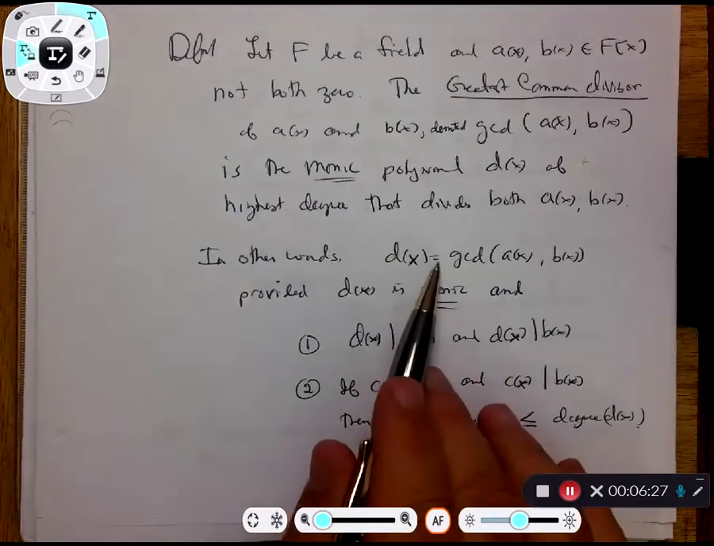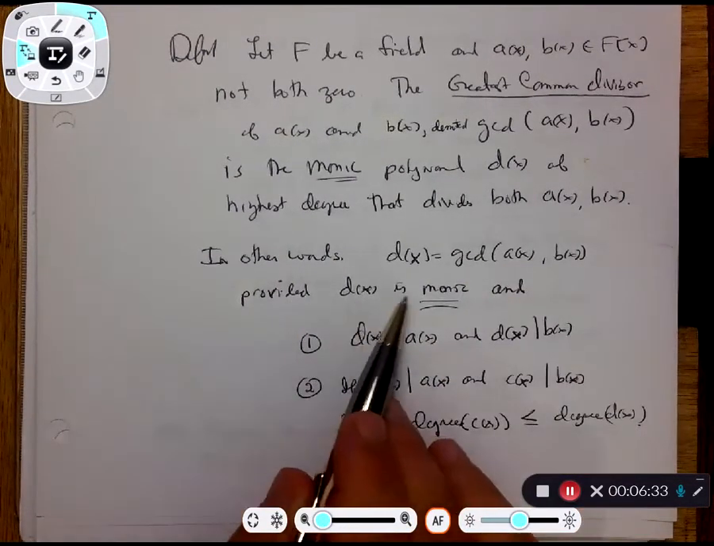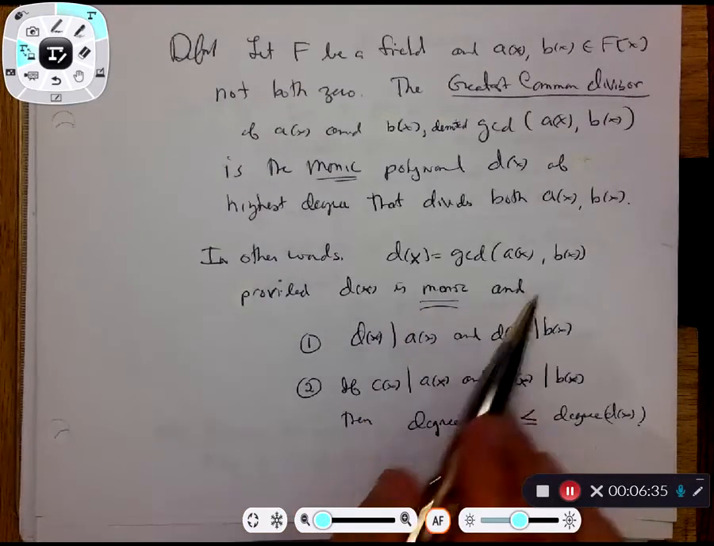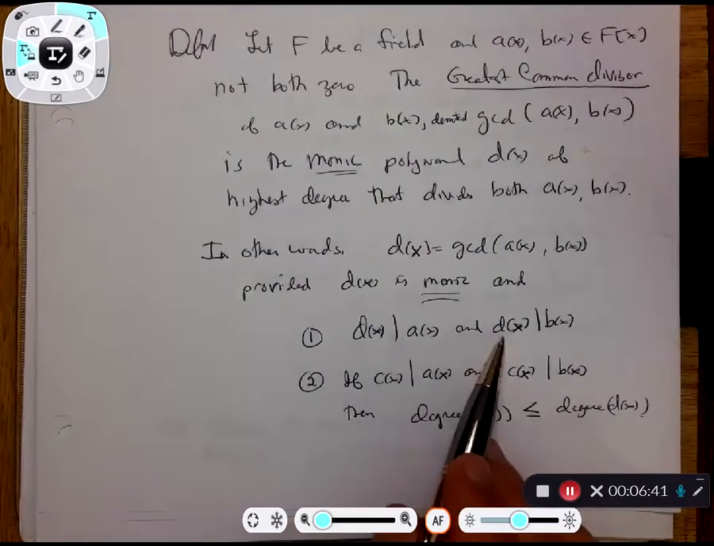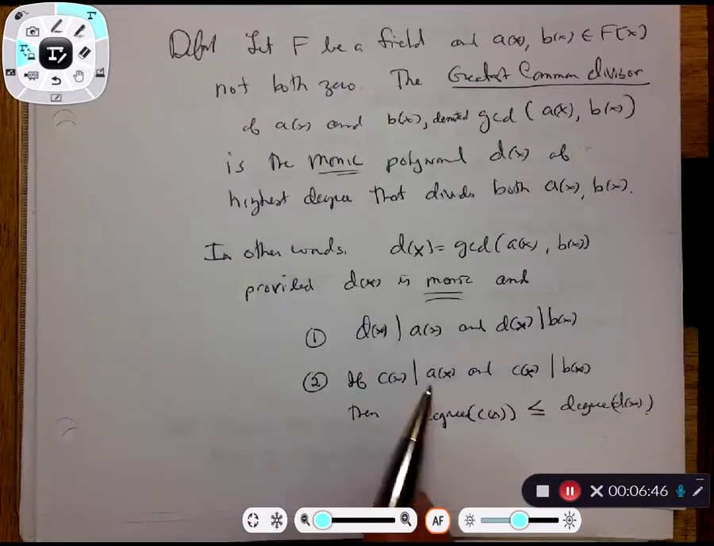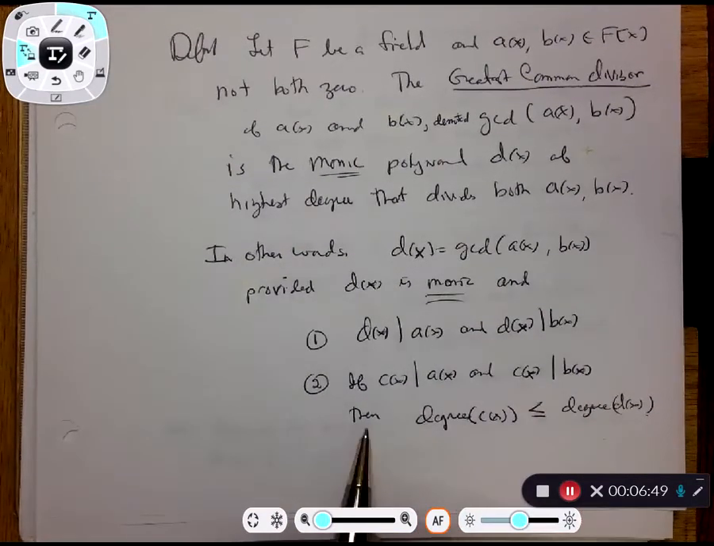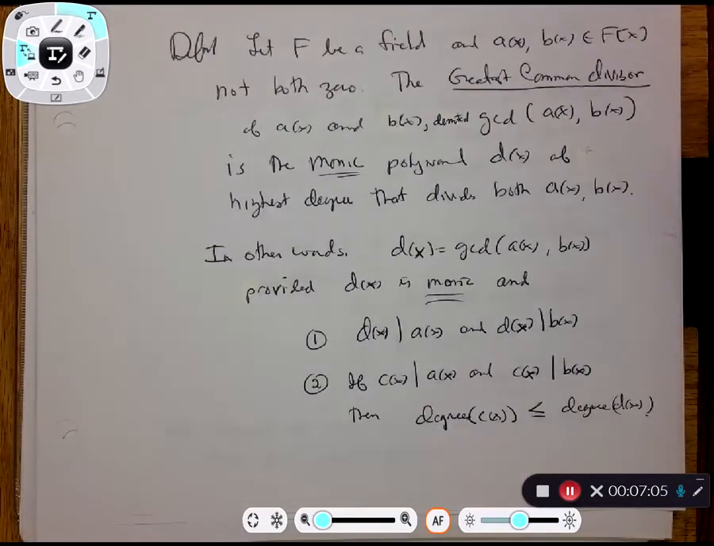D of x is equal to the GCD of A of x and B of x, provided D of x is a monic polynomial, and, using my little shorthand notation here, D of x divides A of x, and D of x divides B of x. And number 2, if C of x divides A of x, and C of x divides B of x, then the degree of C of x has got to be less than or equal to the degree of D of x. That right there is making D of x the GCD because it's the biggest polynomial that does it. So, biggest by definition of degree.